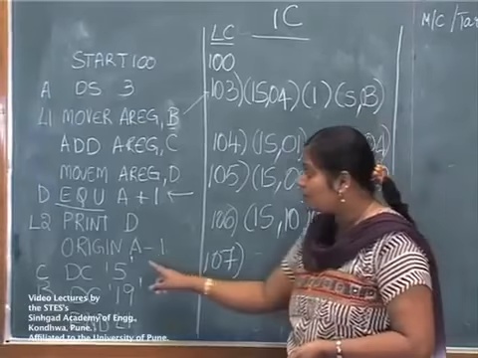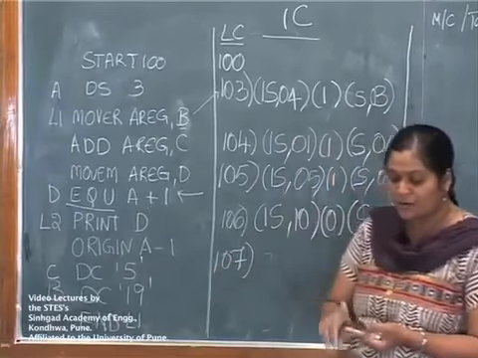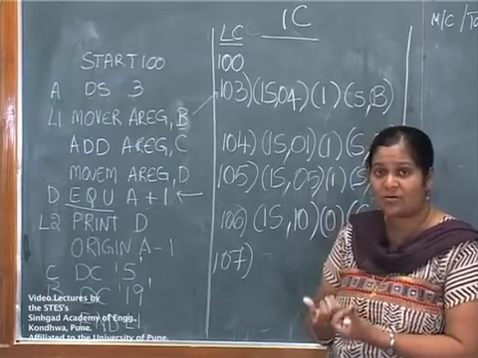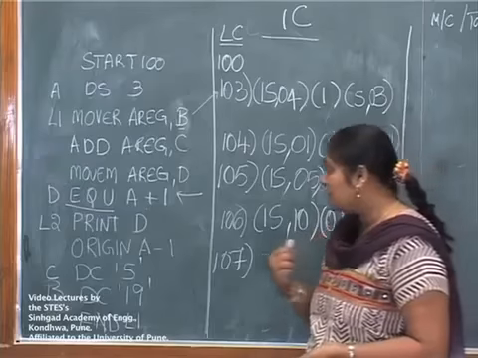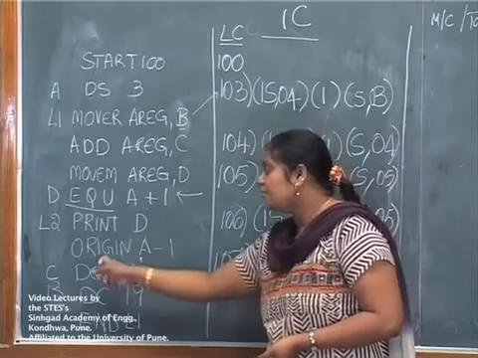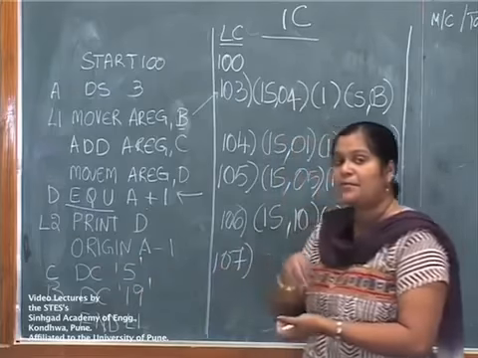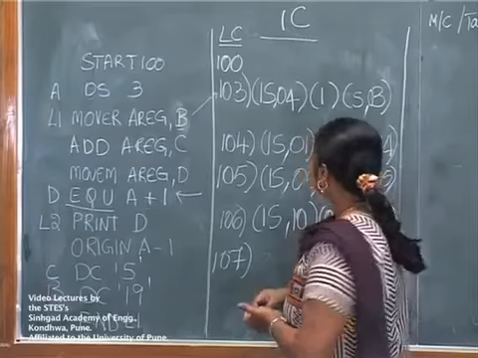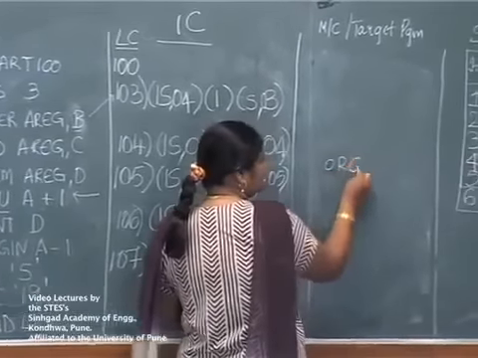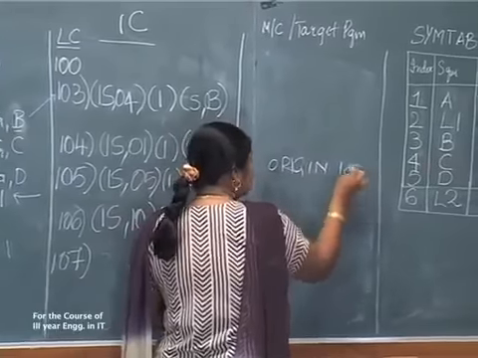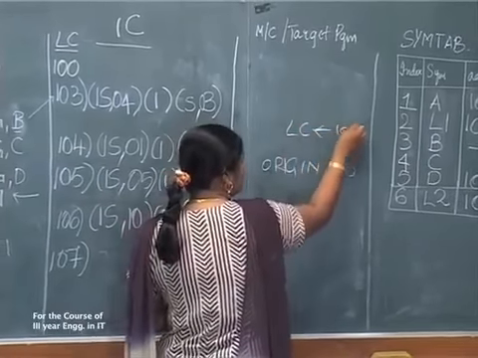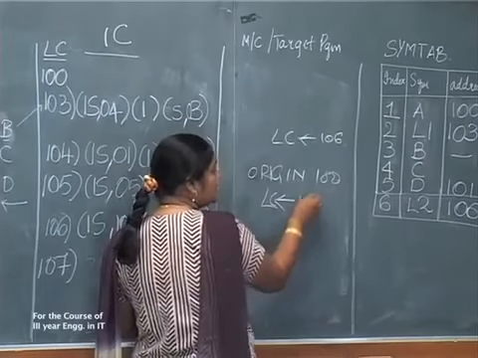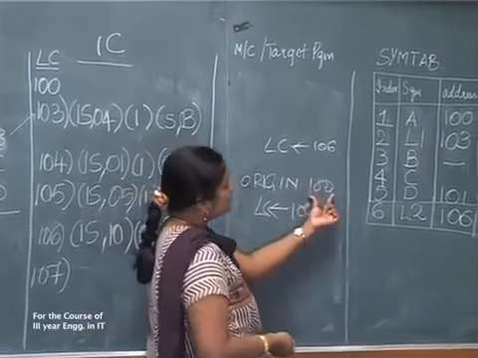But when you encounter a statement like ORIGIN, START and ORIGIN are used to give values to the location counter. So when it encounters a statement like ORIGIN, whatever value is associated with this ORIGIN keyword will be made the new value of the location counter. So if I have a statement like ORIGIN 100, and my previous value of the location counter was 106, after executing this statement the location counter value becomes 100. This is a constant.